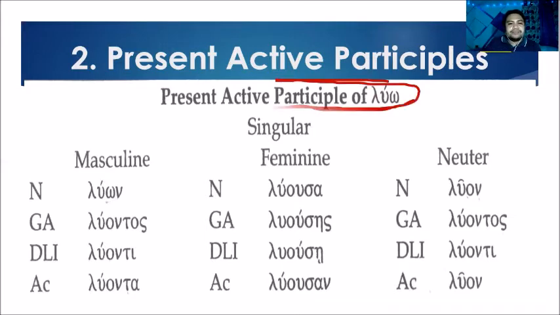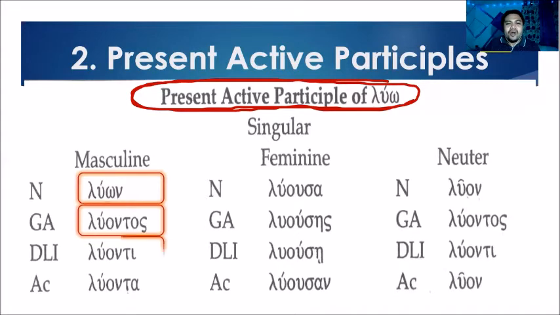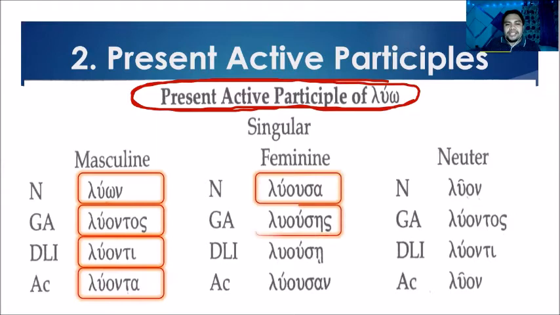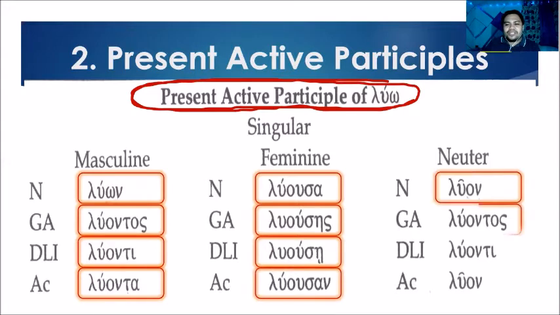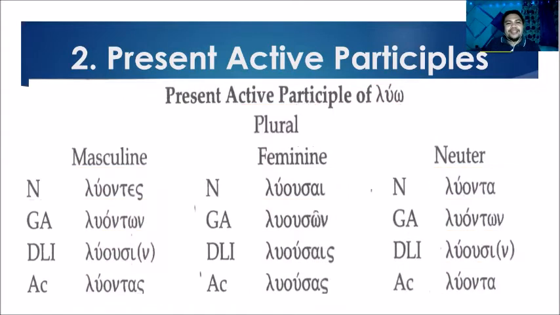So let's read the present active participle of luo in its singular masculine, feminine, neuter forms. Altogether, begin. Luon, luontos, luonti, luonta, luousa, luouses, luouse, luousan. The neuter, luon, luontos, luonti, and luon. Very good. So that is the present active participle of the word luo. Let's proceed to the plural.